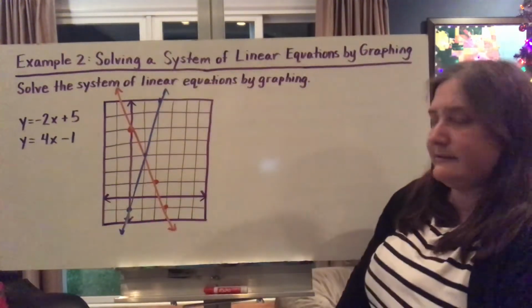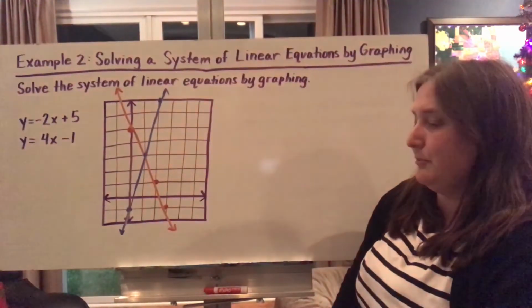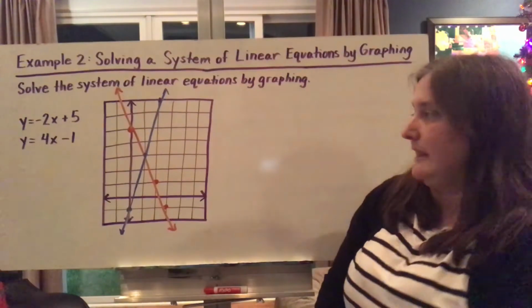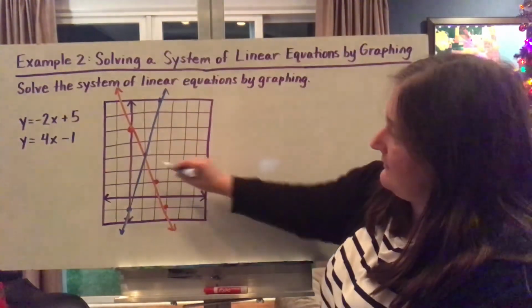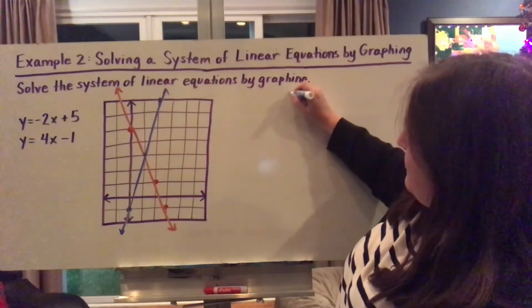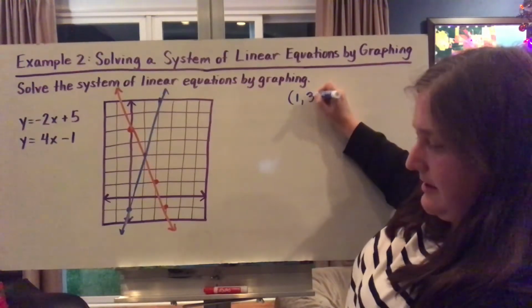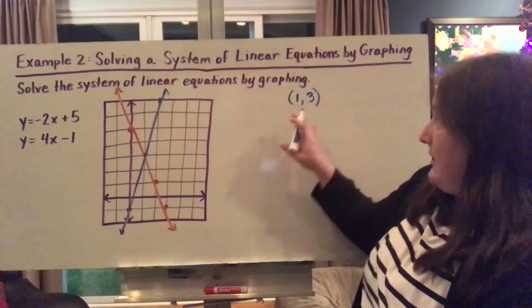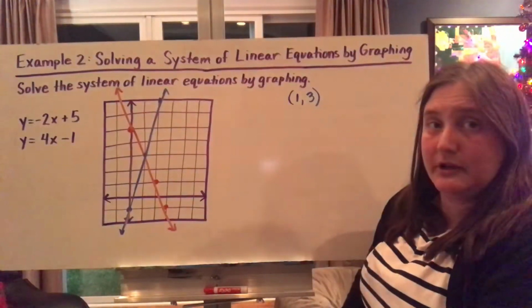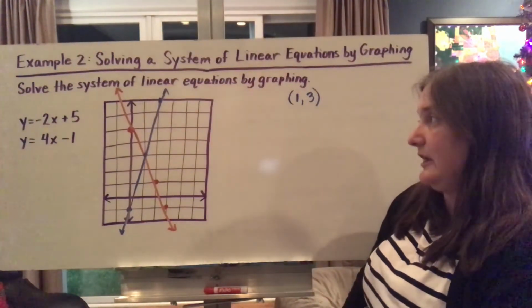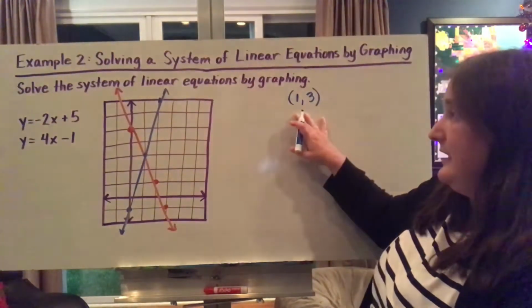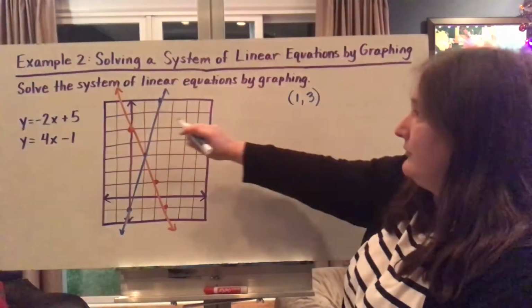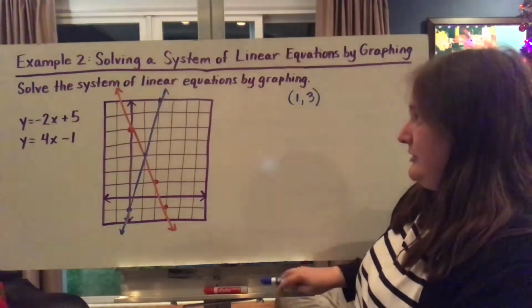So my second step is to actually find the point of intersection and estimate that point. It looks pretty obvious to me. It looks like it is (1, 3). But we always want to take that point that we found and substitute it in for x and y and actually check it in our system before we decide it's the actual solution. So let's try it with our first equation.